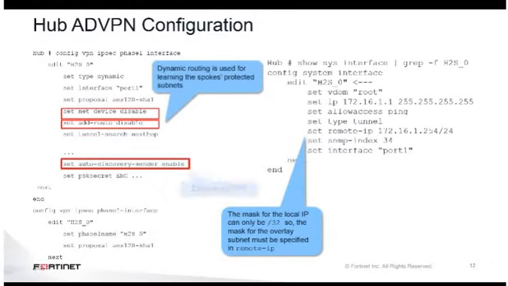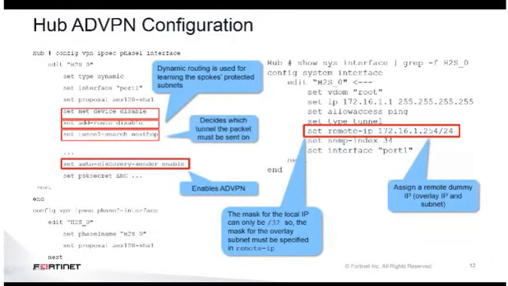This slide shows the following ADVPN configuration in the hub. Disable Set, Add, Route to ensure that dynamic routing is used for learning the spoke's protected subnets. Set Tunnel Search to Next Hop to ensure the next hop IP of the route matched by a packet is used to decide into which tunnel the packet must be sent. Disable Set Net Device to ensure FortiGate does not create dynamic interface.